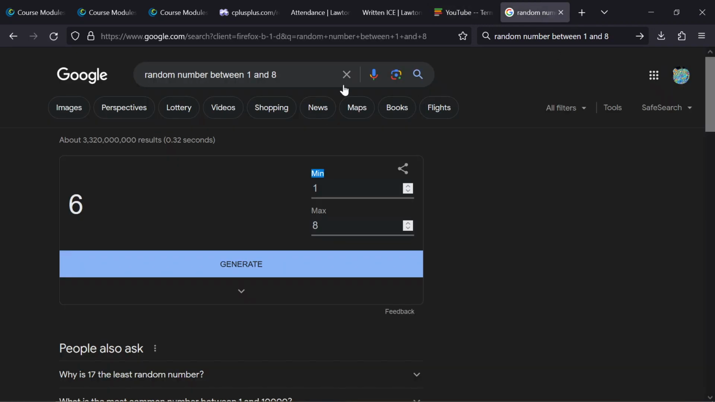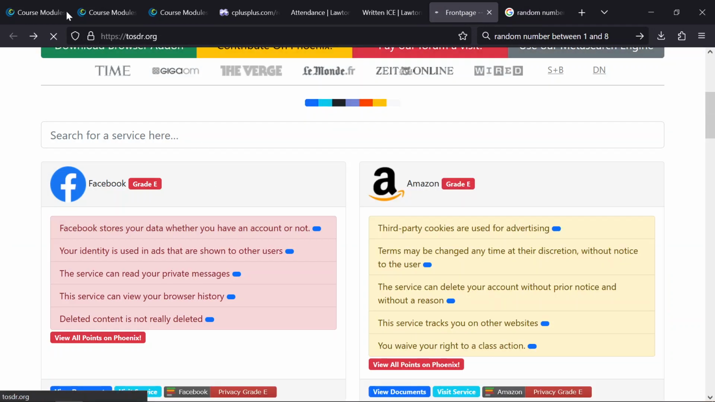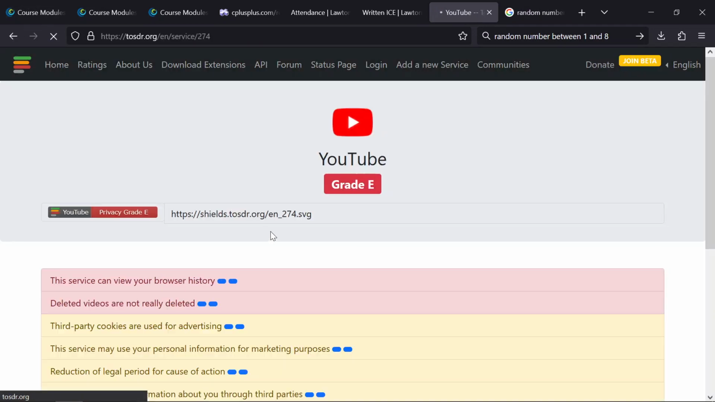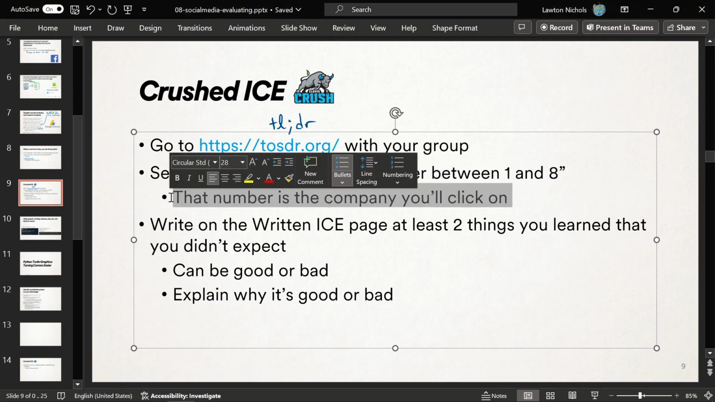So pick a random number between 1 and 8 as a group, and go to that one on this website and read all this stuff. Read all this stuff together. Talk about it. Discuss, and then that's the company you'll click on.